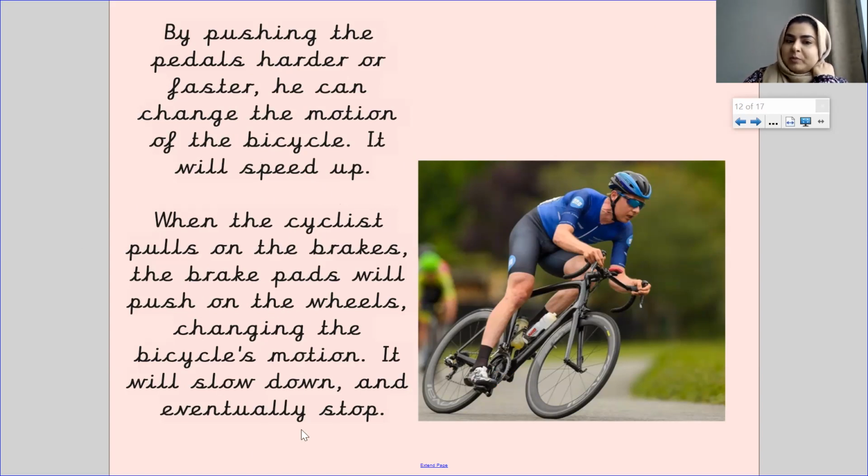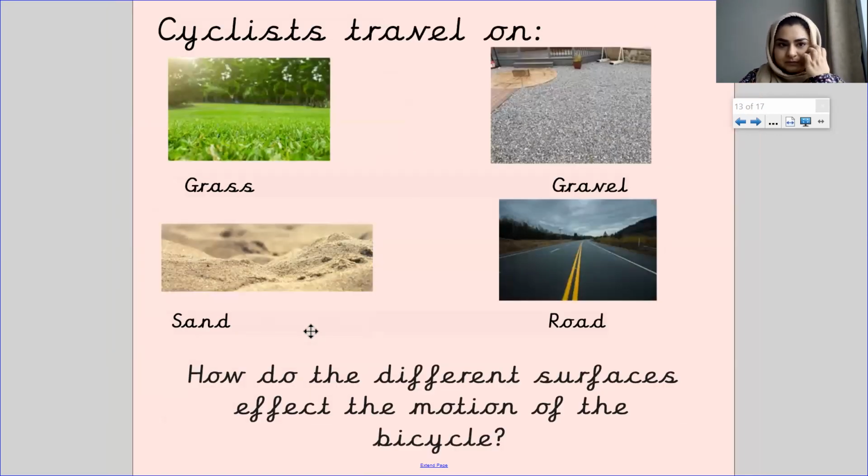When you pull your brake, it slows down the bike. Okay. Now, cyclists, as you know, travel on different things. They can travel on anything. When we're in the park, we see cyclists traveling on grass. When we're on the beach, we see cyclists traveling on gravel.